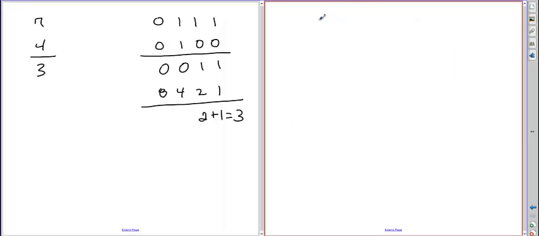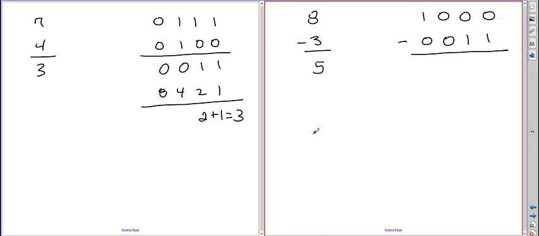Okay, so let's do, let's say 8 minus 3, which we know is 5. So 8 is 1, 0, 0, 0, and 3 is 0, 0, 1, 1. Okay, so 1 times 8 plus 0 times everything else. Here we have 1 times 2 plus 1 times 1, which is 3.